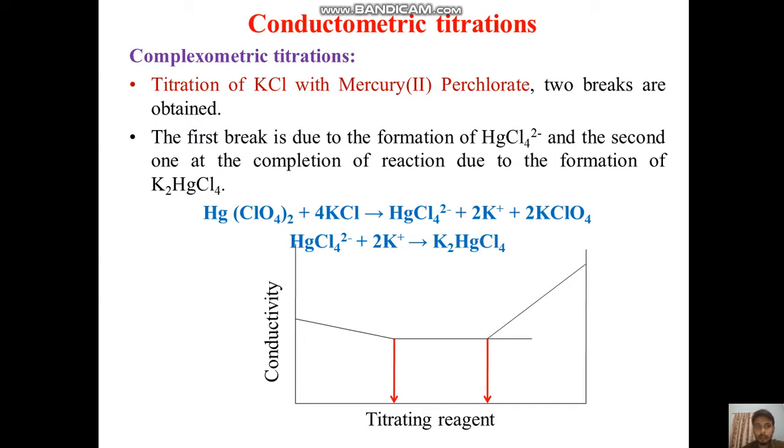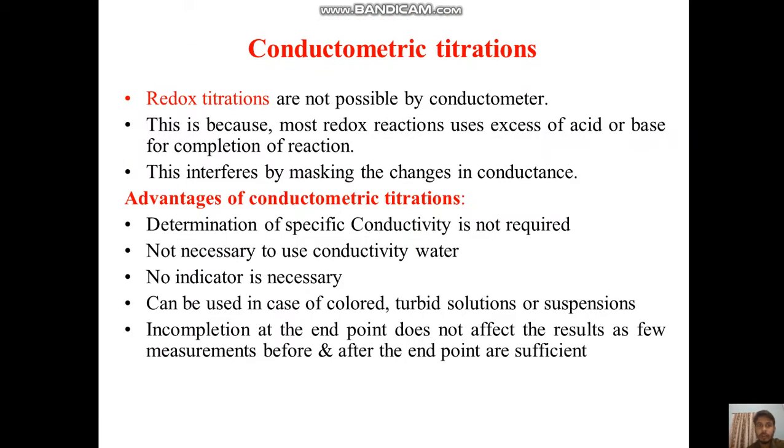After that we have complexometric titration, the titration of KCl with mercury perchlorate. Two breaks are obtained. The first break is due to the formation of HgCl4, that is mercury chloride, and the second one, at the completion of the reaction, is due to the formation of K2HgCl4. Here you can see the reaction, and here we get the equivalence point in two parts, because we are going to get two breaks. This is the complexometric titration.